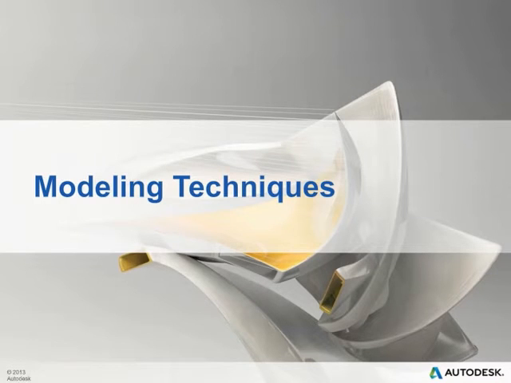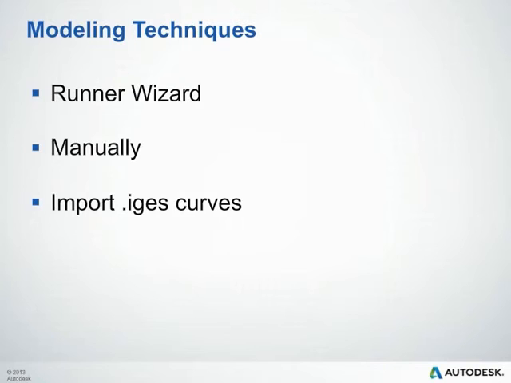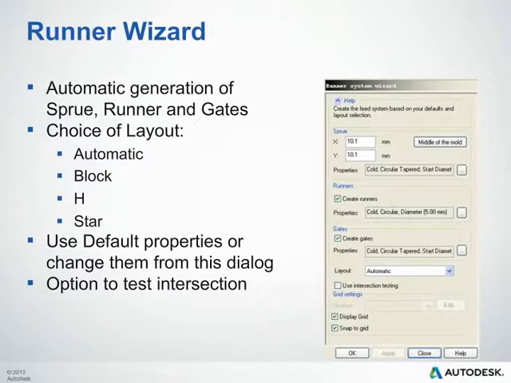Now that we've covered some of the tools or some of the prerequisites before starting to model your feed system, we'll now cover some modeling techniques that you can use. There are really three main modeling techniques when building a feed system. You can use the runner wizard, you can manually model them, or you can import a feed system using IGES curves. When using the runner system wizard, we put everything in one convenient menu for you.